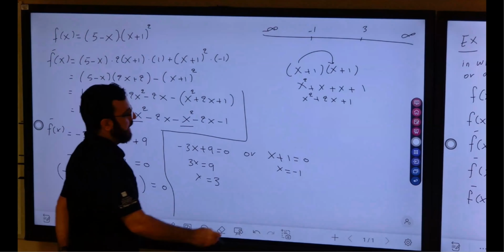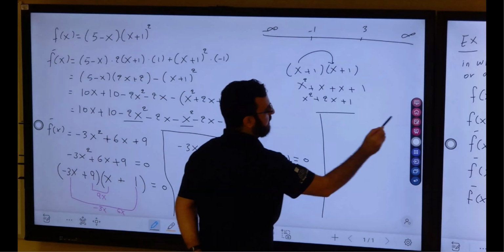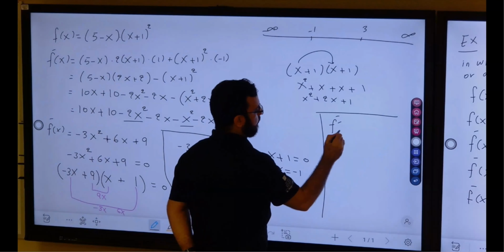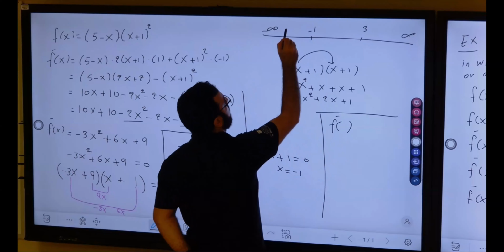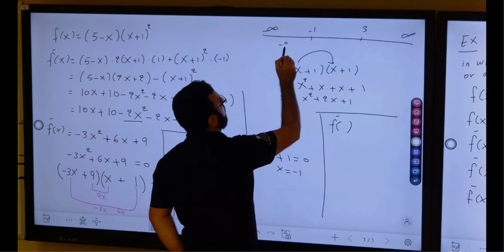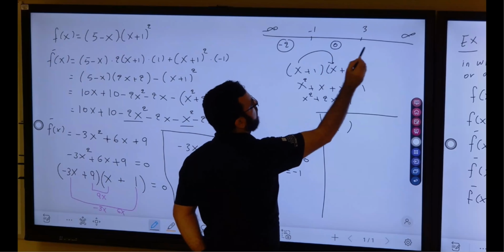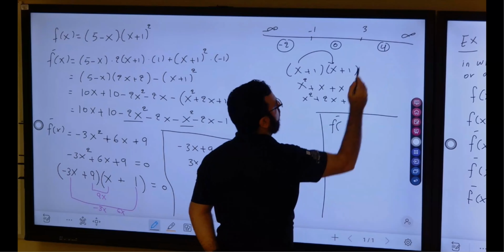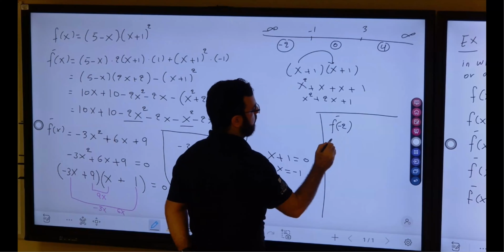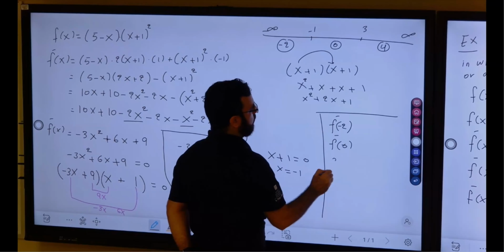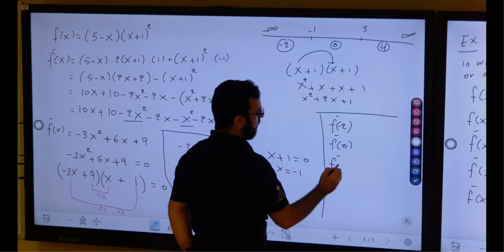So if we need to check the first derivative, which number are we going to choose here? You choose negative 2? Here, you choose 0. Here, 4. That means you're going to check the derivative at negative 2, the derivative at 0, and the derivative at 4.